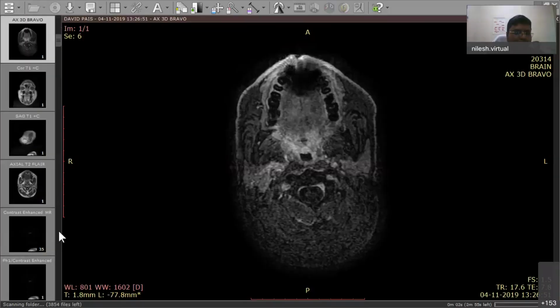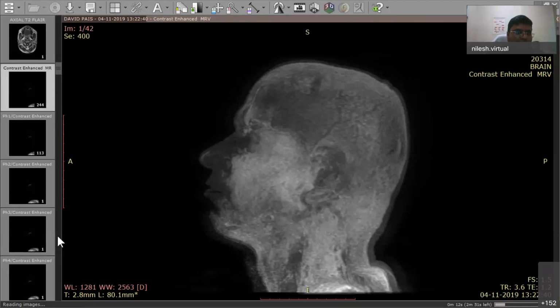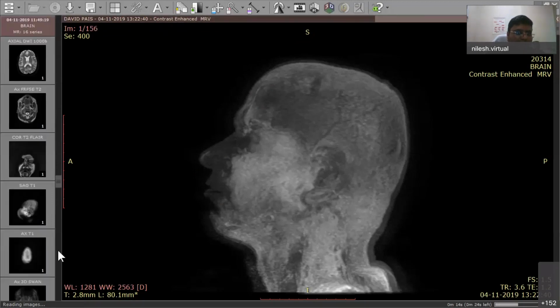And if you do MRI with contrast in these cases, you can make out the severity of the osteomyelitis skull base, how severe it can be.